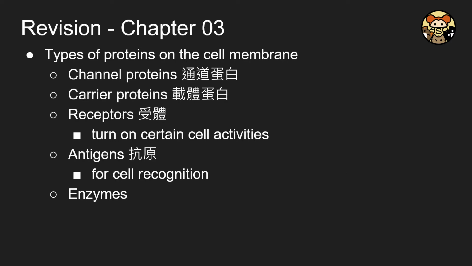As previously discussed, there are proteins in the cell membrane. Here are the 5 types of proteins: channel proteins, carrier proteins, receptors, antigens, and enzymes. Please remember the general terms. The receptor is to turn on certain cell functions, and antigens are required in cell recognition in body defense. We will focus on the channel proteins and carrier proteins in this chapter first, and the enzymes will be discussed later in chapters 5 and 6.